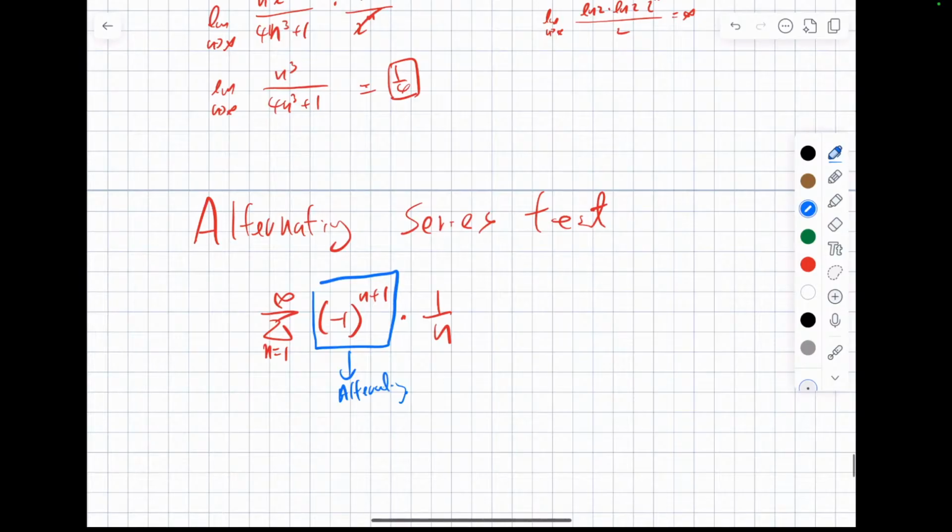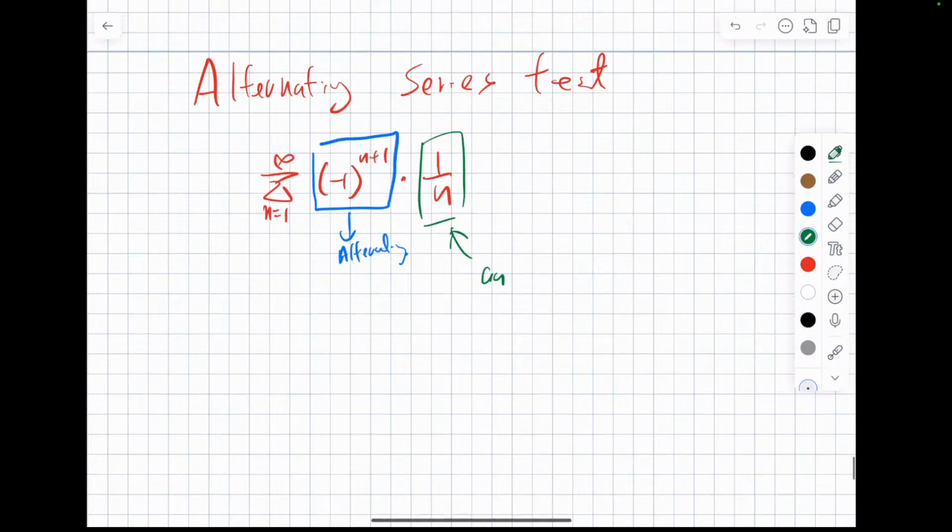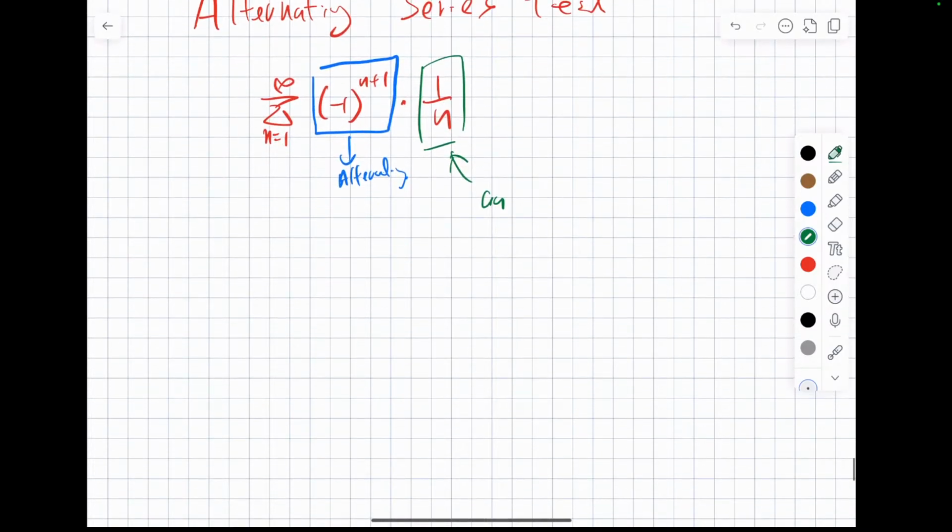Now, do you know that's alternating? This is going to be the a sub n, right? The sequence, right? If you have this, I'm going to write down a condition for you. The condition is that a sub n is greater than 0. The alternating series.